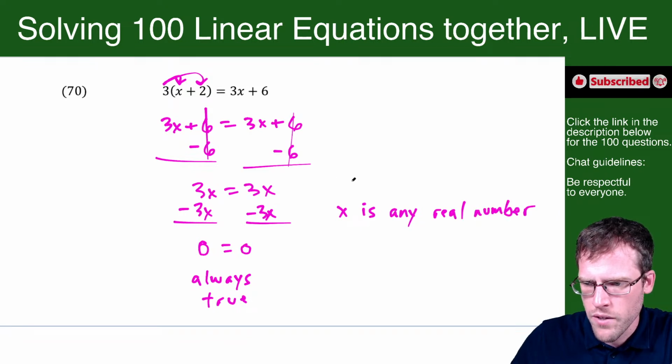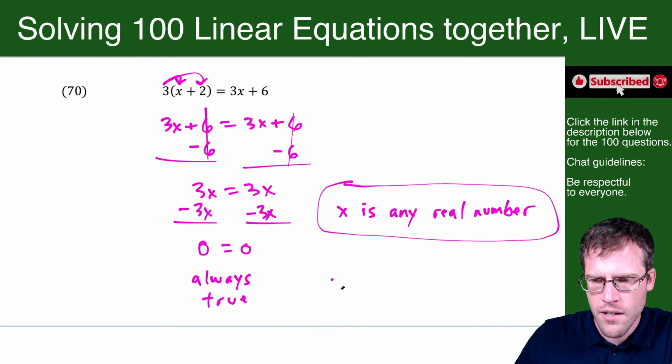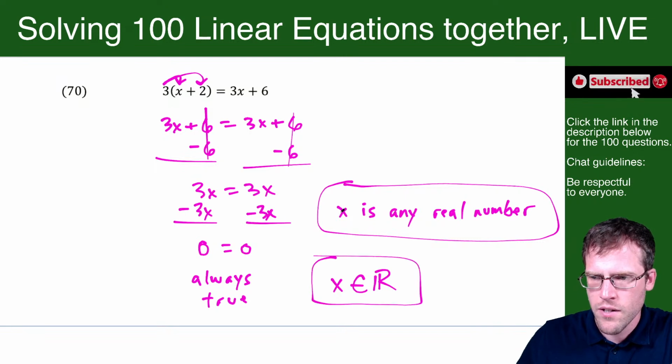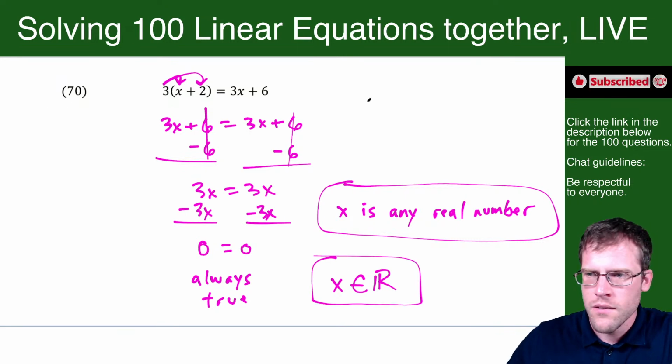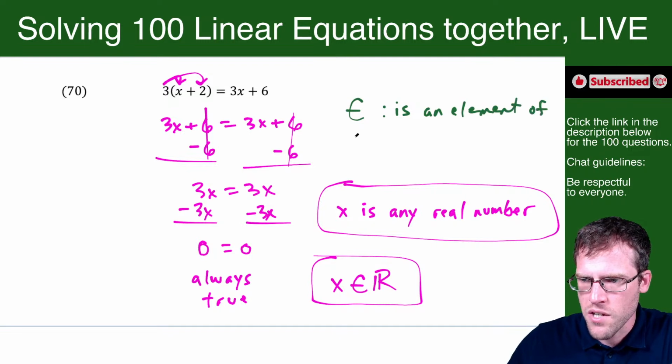Okay, this is one way of writing it. Like you could just write it like this. All right, or a nice way to say it, I like to write this: x is an element of the real numbers. All right, this is a cool way of saying it. Just know this symbol here means "is an element of." This is just nice notation.